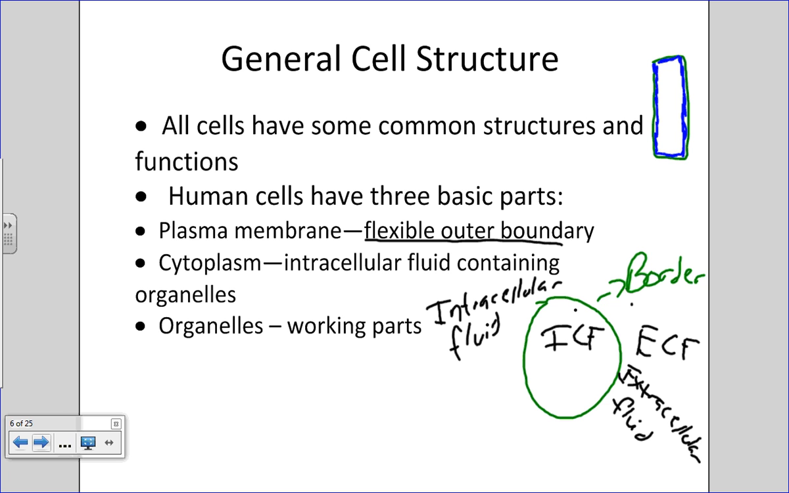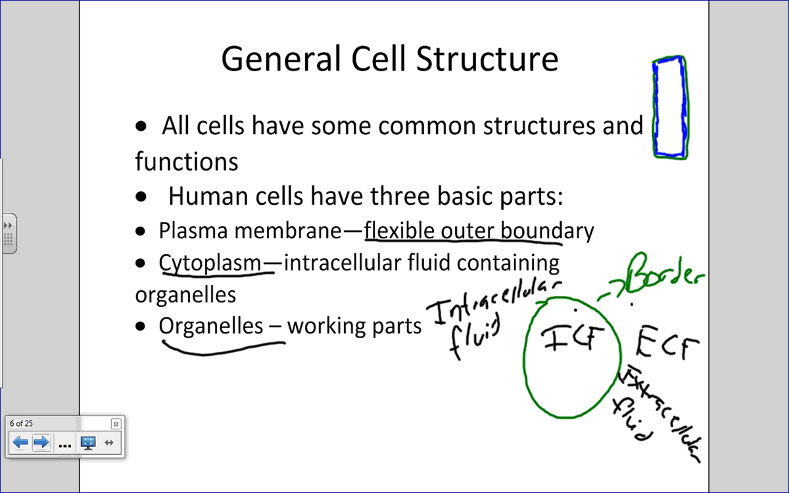It's very important that we maintain the integrity of the cell membrane, because if it becomes damaged, that could lead to the demise of the cell. I'll talk about the components of this in a little while, and more in depth about how the cell interacts with its environment. The next common part that all cells have is the cytoplasm, and also organelles.